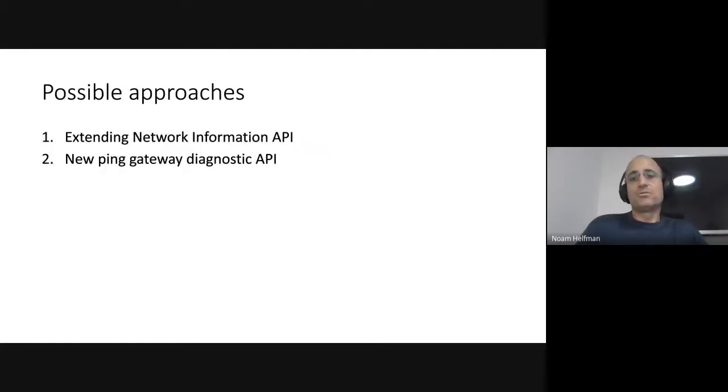So I'm going to talk about two approaches I was thinking of. And if you have other ideas, of course, please share. The first one is having some kind of extension to the network information API. The second one is adding a ping API. And we'll go over them right now.